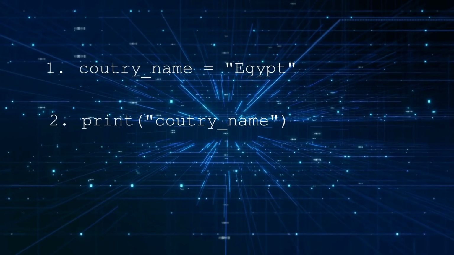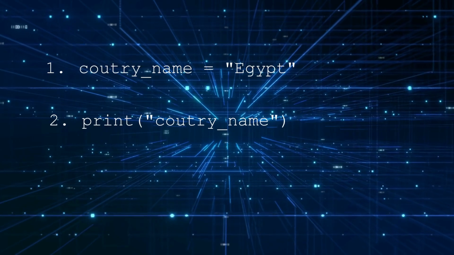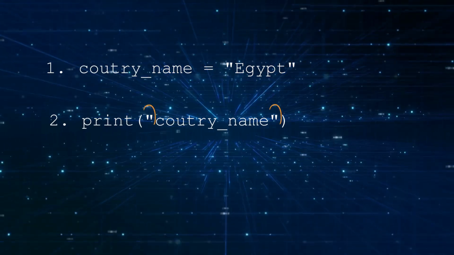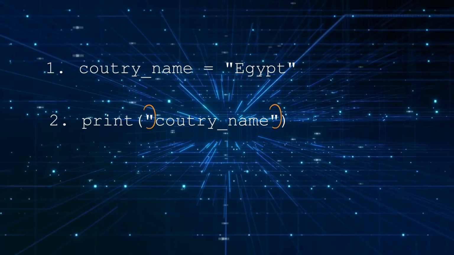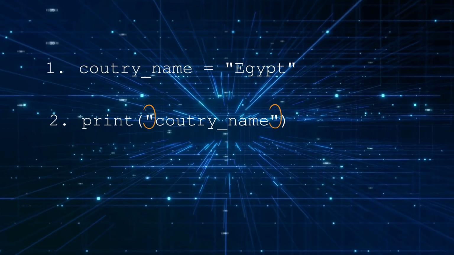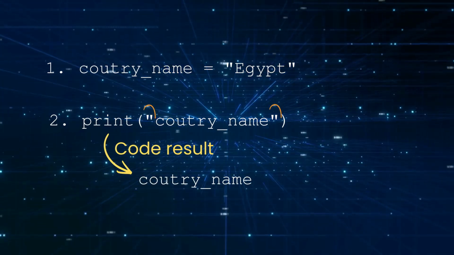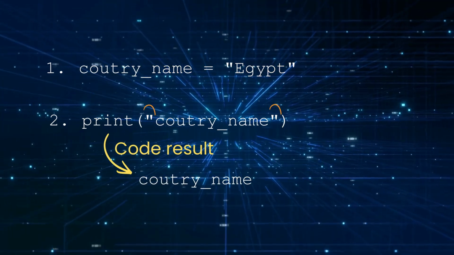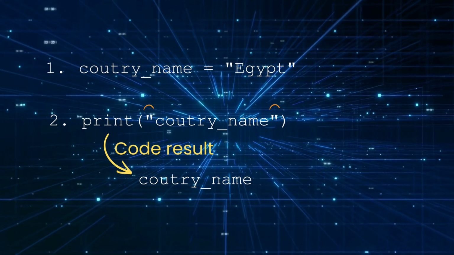Here is a common point of confusion for beginners. If you print the name country_name inside quotation marks, Python ignores the variable and treats it as a literal string. It would print the label country_name instead of the value Egypt. Removing the quotes is what tells Python to look for a variable.